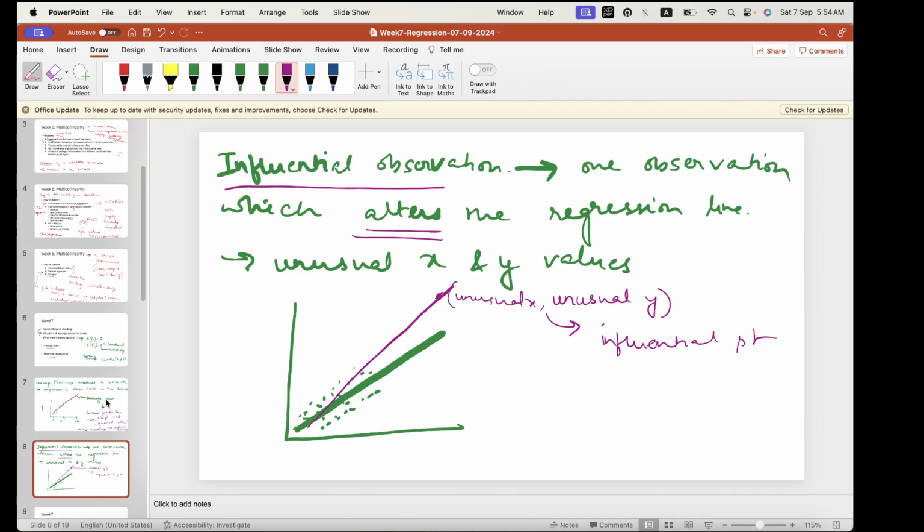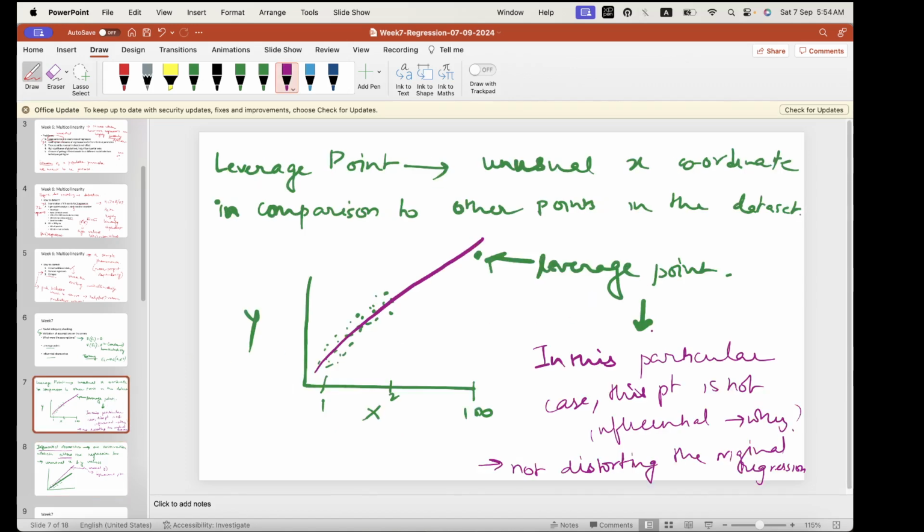Now, to comment on whether a leverage point can be an influential point or not, we need the value of the y coordinate at that point as well. If it has both unusual x and y, so much so that it is totally changing the regression line, then we can say that this is an influential point. Otherwise we don't say that. I hope this is clear to you. Alright, then moving on.